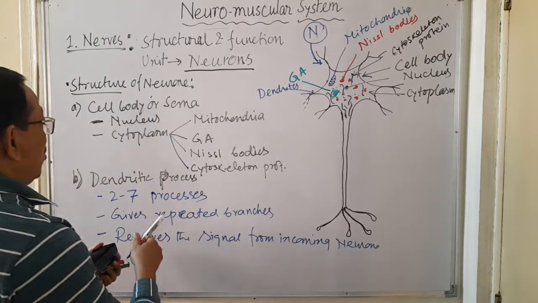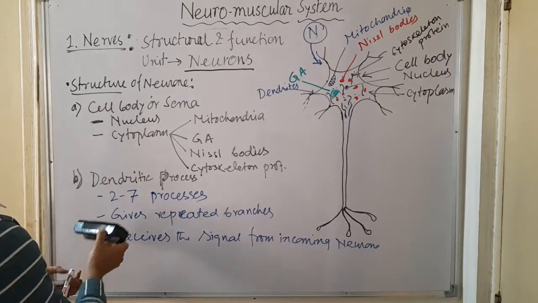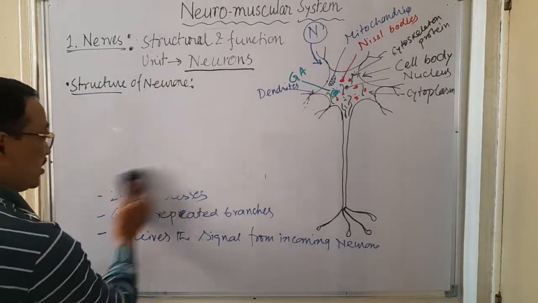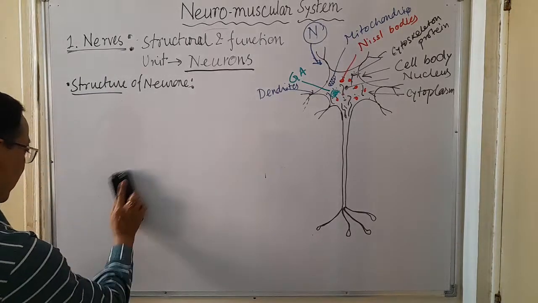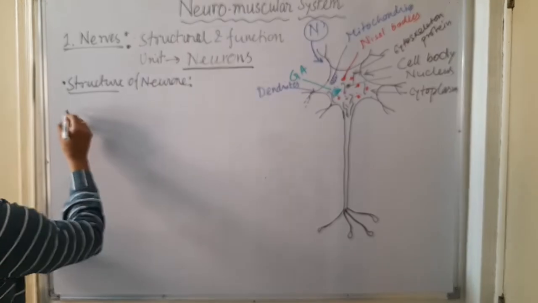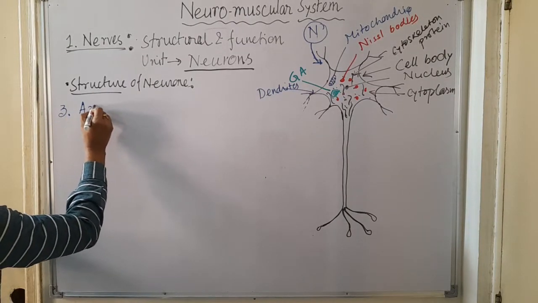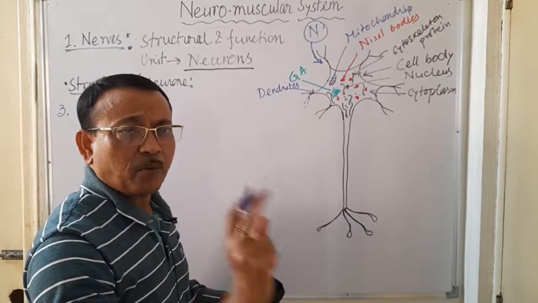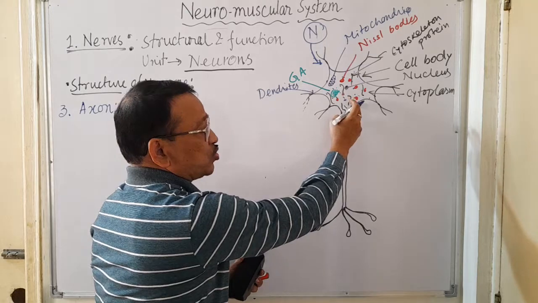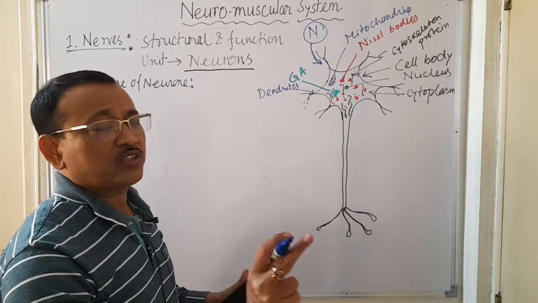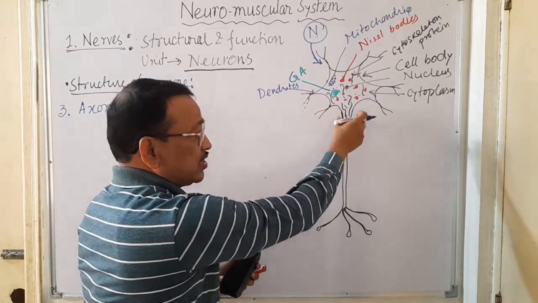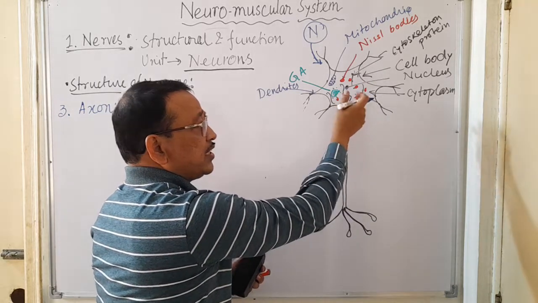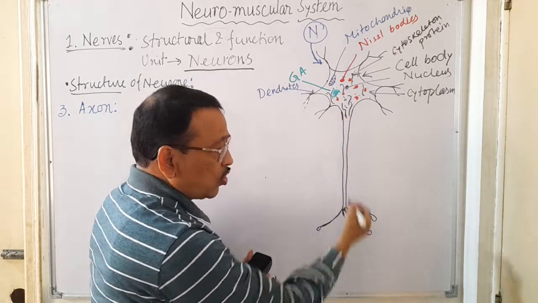Now about the third component, which is known as the axon. The next component of the neuron is the axon. So the axon is a long and single process originating from the cell body or the soma of the neuron. These are all short processes, but this is the long process originating from a particular part of the cell body. And this carries the signal beyond that neuron, to the second neuron.